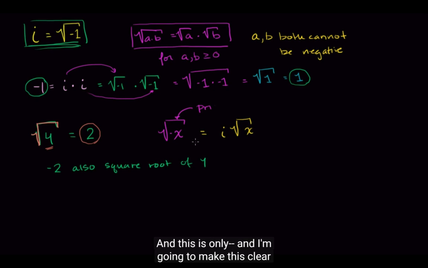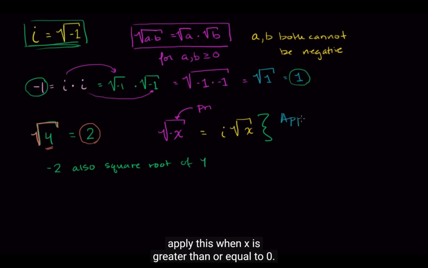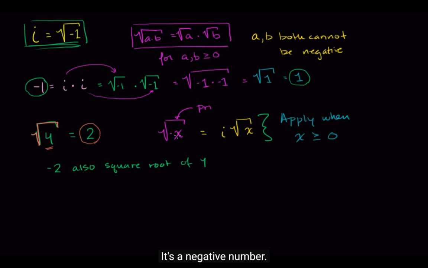And I'm going to make this clear because I just told you that this will be false if both a and b are negative. So this is only true, so we can apply this, when x is greater than or equal to 0. If x is greater than or equal to 0, then -x is clearly a negative number, or I guess it could also be 0. It's a negative number, and then we can apply this right over here. If x was less than 0, then we would be doing all of this nonsense up here, and then we would start to get nonsensical answers.